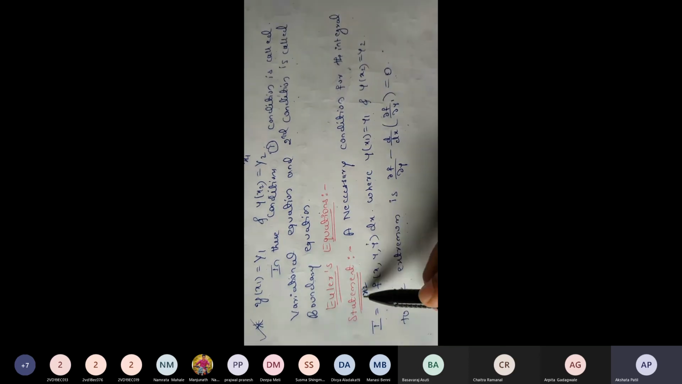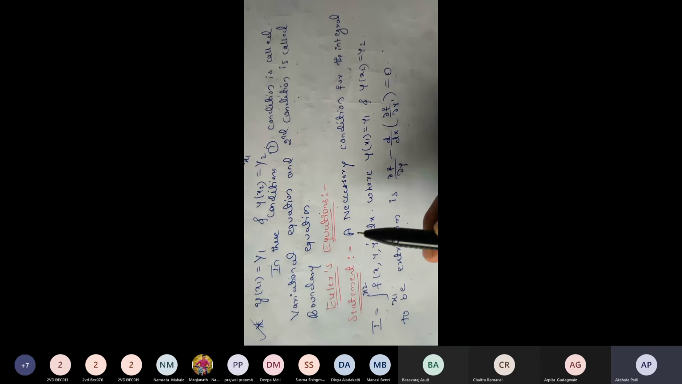Extremum means either maximization or minimization. So to be extremum is ∂f/∂y minus d/dx of ∂f/∂y' equals 0, which we need to prove in this Euler's equation. Now this is nothing but the statement of Euler's equation. Now here I have written the proof of this Euler's equation.